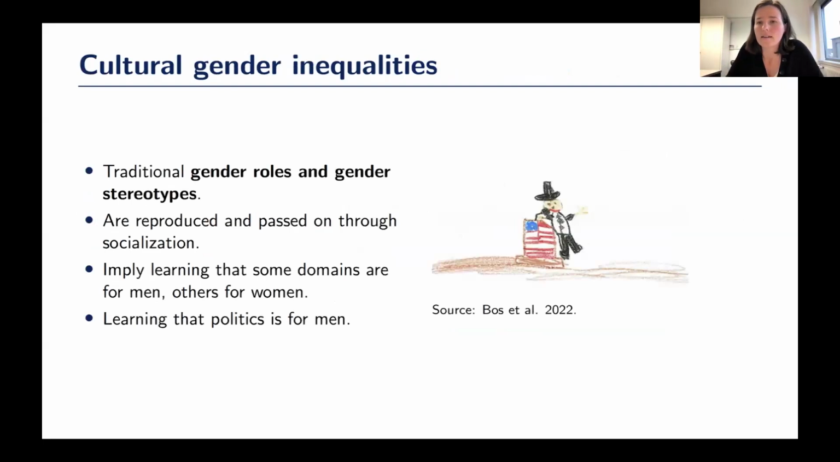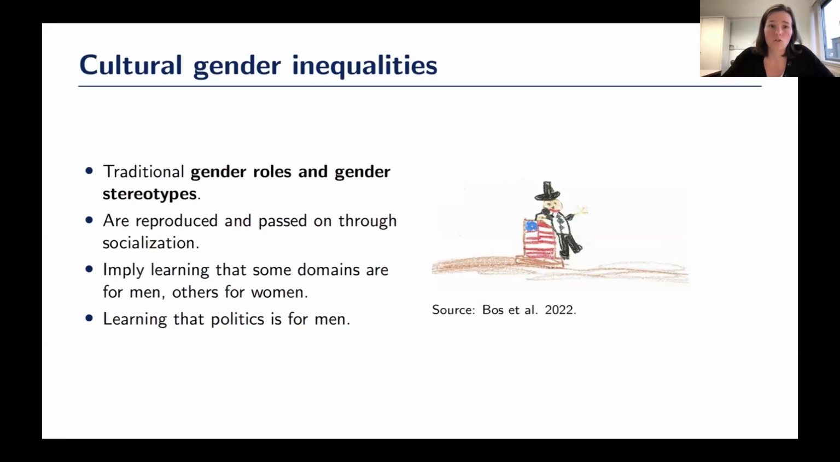Our final indicator that we consider is again more at the societal level, not directly related to politics as such, but concerns traditional gender roles and gender stereotypes. To what extent are we talking about a society where men and women learn that there are certain roles that are for them because of their gender, where boys and girls learn, for example, that there are some things that are only for boys and other things that are only for girls.